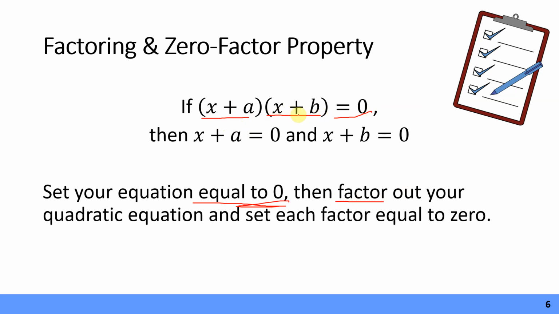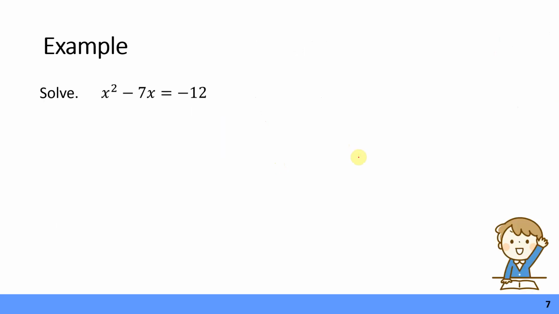And then once you have it factored out, all you do is get the first factor and set it equal to 0. You get the second factor and set it equal to 0. And then you just solve these, and that's how you're going to get your answers. Okay, so let's go ahead and give that one a try.